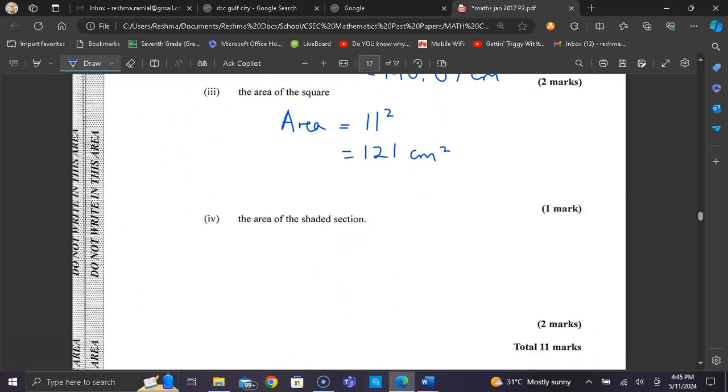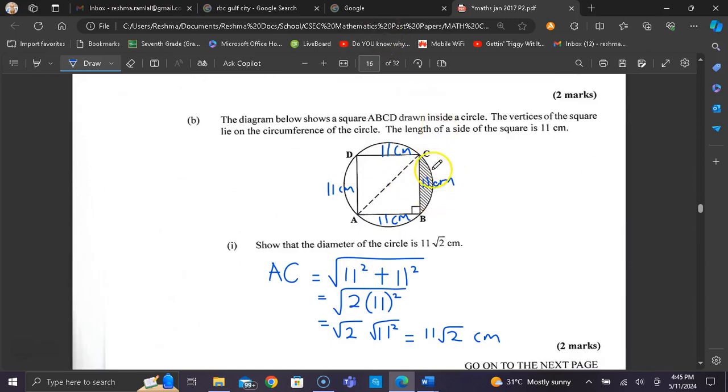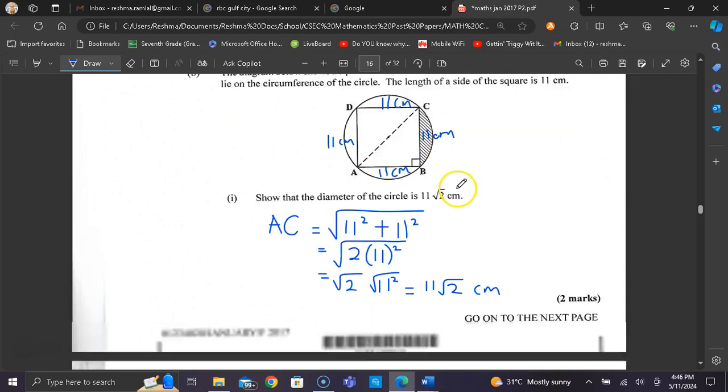And the last part, part 4, to find the area of this shaded section for 2 marks. The shaded section here is called a segment of the circle. So if we subtract the area of the square from the area of the circle, it will give us the area of these 4 segments. Then we will have to divide the area by 4 in order to find the area of one of these segments.